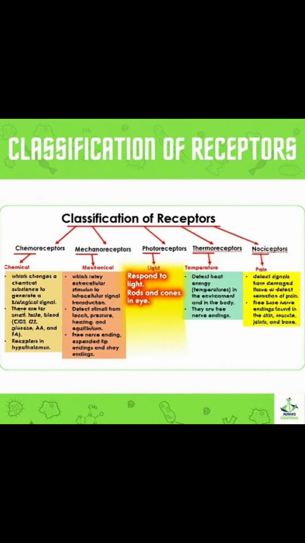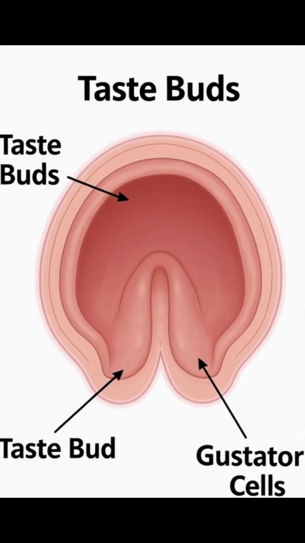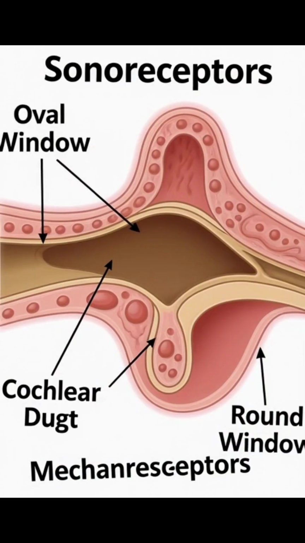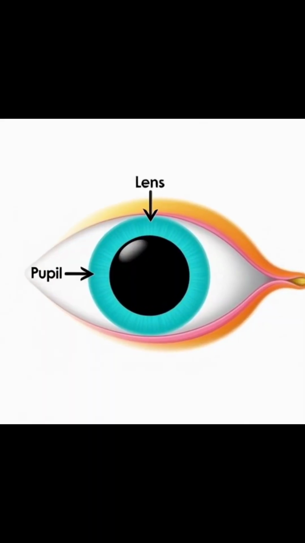Next one is sonoreceptors, which perceive the sound waves, that is, ears. Next one is chemoreceptors, which perceive different chemicals, like tongue and nose. Mechanical receptors perceive the pressure, mostly from the skin.